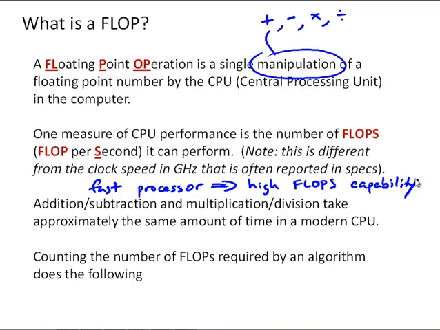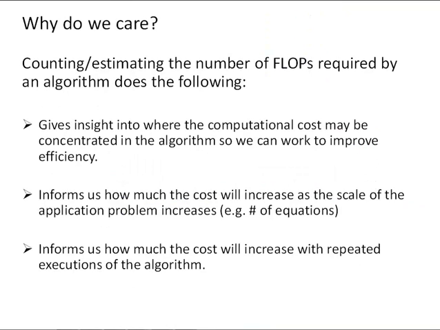In modern computers, addition, subtraction, multiplication and division take approximately the same amount of time, so we can just lump them all together as flops and look at how many of these manipulations are needed in order to execute an algorithm. Counting the number of flops required by the algorithm can give us insight into where the computational cost is concentrated, so we can work to improve efficiency. And that's what we'll do with Gauss elimination.